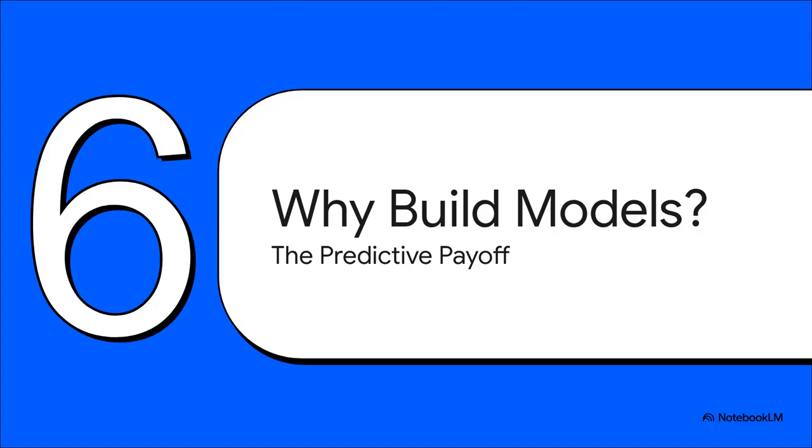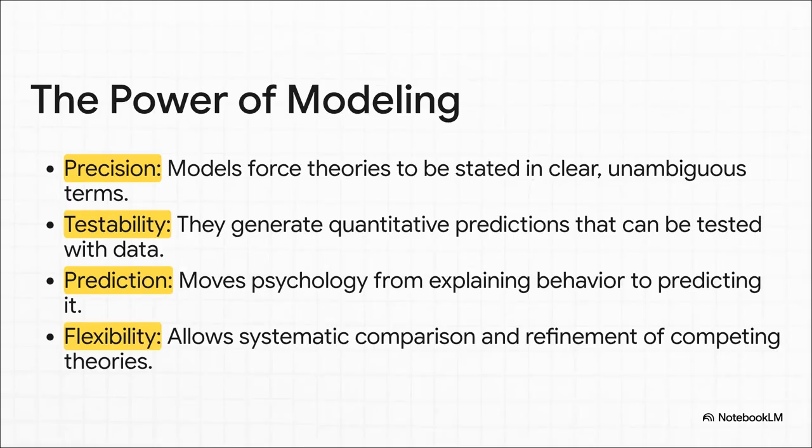Which of course brings us to the big picture question. Why go to all this trouble? Why bother translating our psychological theories into all this complicated math? What's the real payoff? Well, the benefits are just huge. First, math forces you to be precise. You can't really be vague in an equation. That precision leads directly to testability. The models spit out hard numbers, like a predicted reaction time of exactly 540 milliseconds that we can actually go out and test. And that's what moves psychology from just describing behavior to actually predicting it. Finally, it gives us a systematic way to compare different theories and see which blueprint actually fits the data best.